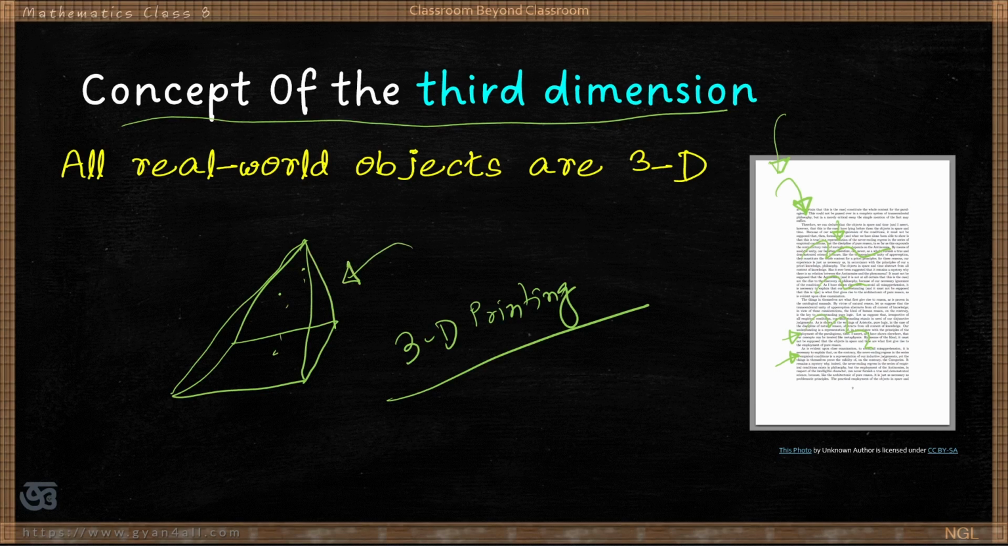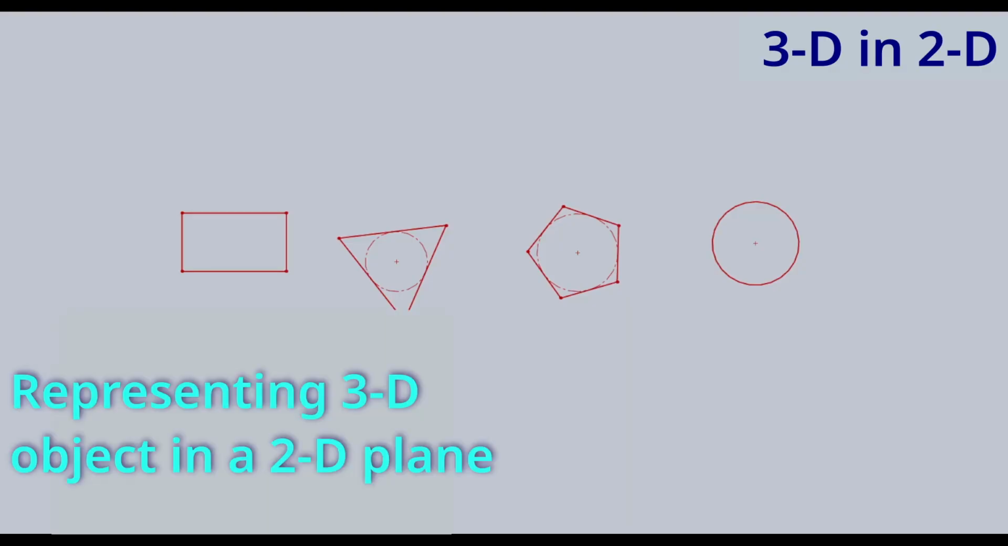So let us understand what is a 3D object, or how we can represent a 3D object or 3D shape in a 2D plane. And with this concept of adding material or adding depth to the 2D object, we'll discuss a little bit about a 3D object in a 2D plane.